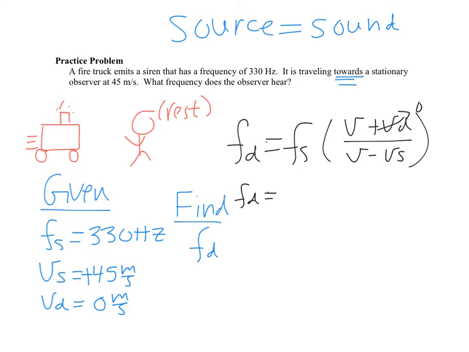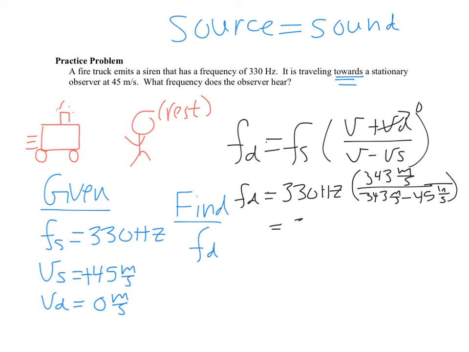FD equals 330 hertz times 343 meters per second over 343 meters per second minus 45 meters per second. And this will come out to 379.83, keeps on going, hertz.